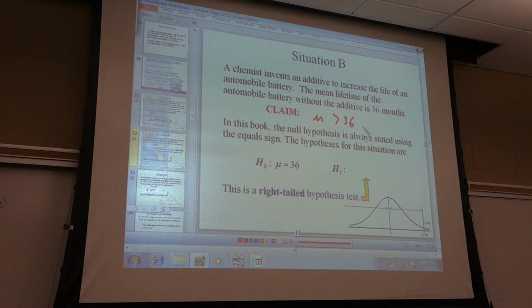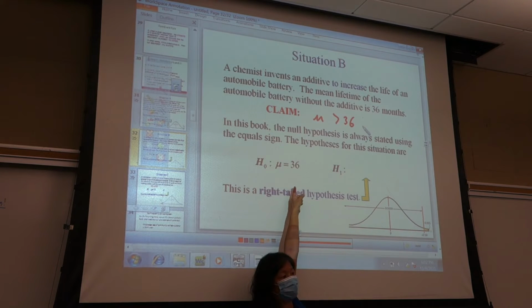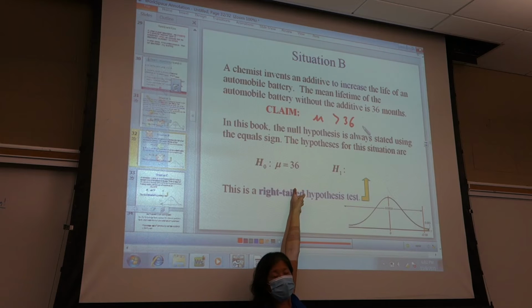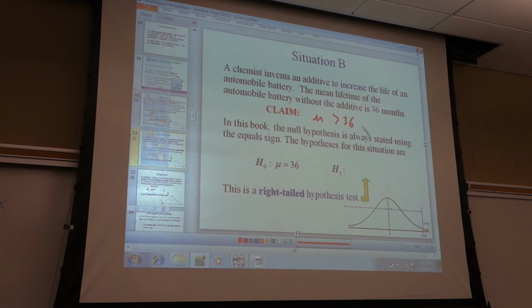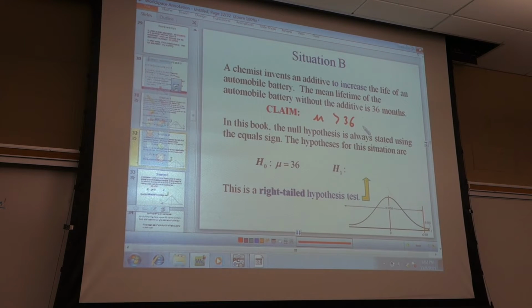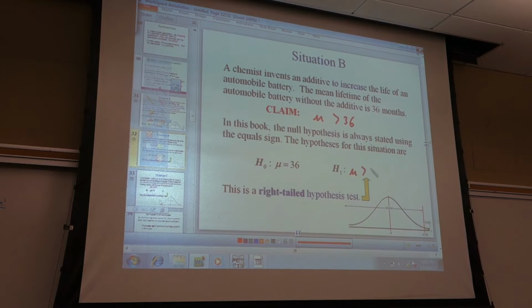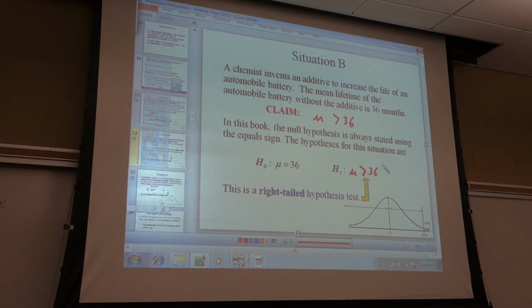H naught is always what? Equals. So H naught is that it equals 36. Is H naught my claim? No. My claim is greater than. H naught is equals, so I need to make H1 my claim. So H1 must become mu is greater than 36, because my claim has to be one of them. Does that make sense? Yeah. Right tail.